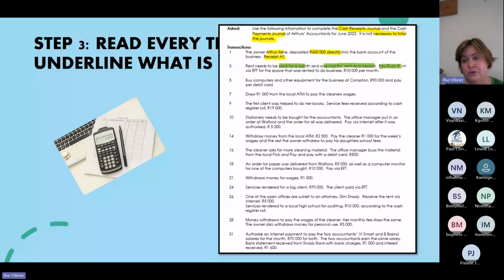Pay Rudy rent via EFT. So now you make an internet payment for the space that was rented to do business, 10,000 Rand per month. But be very careful now. They said pay for a month and pay a deposit. So now you're going to pay 20,000 Rand.